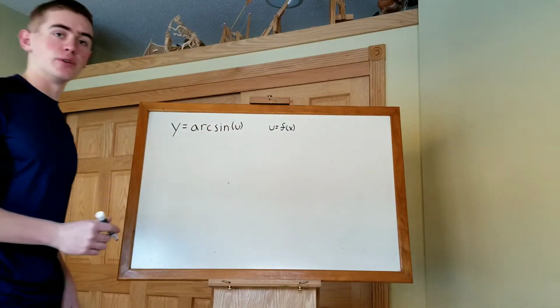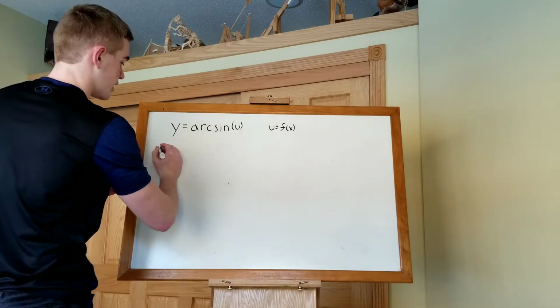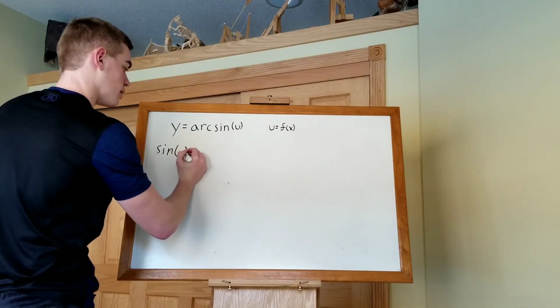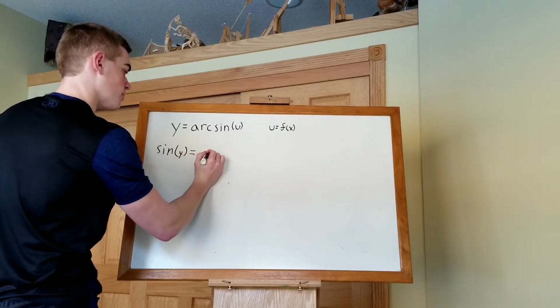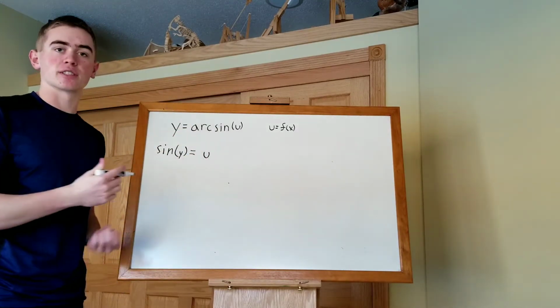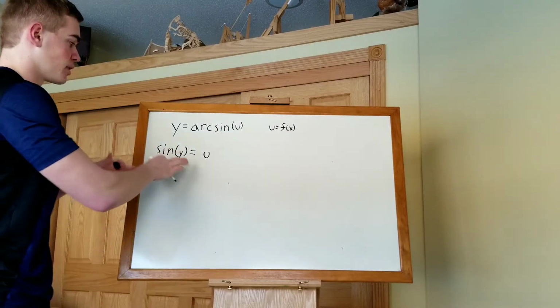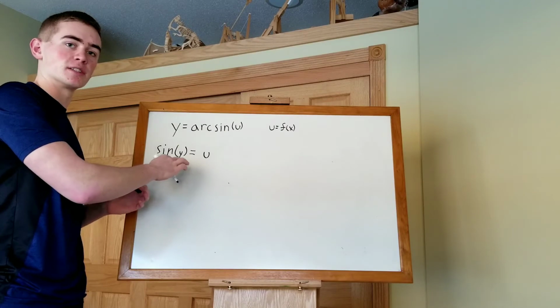So the first step in doing this is to take the sine of both sides. So we're going to have the sine of y equal to u. Because the sine of the arcsine, those two things just cancel out, so you're going to be left with u. Now the really important step here is to understand what this means.